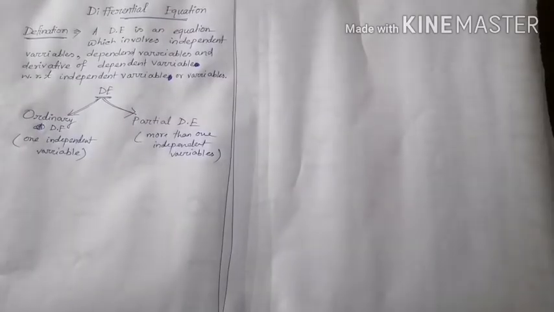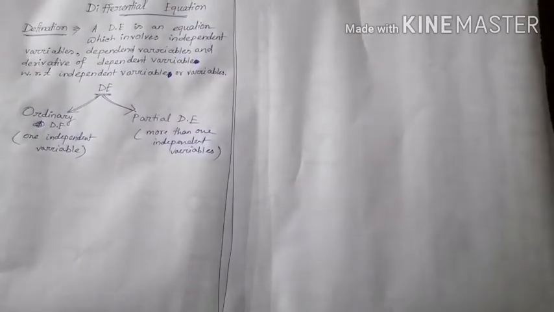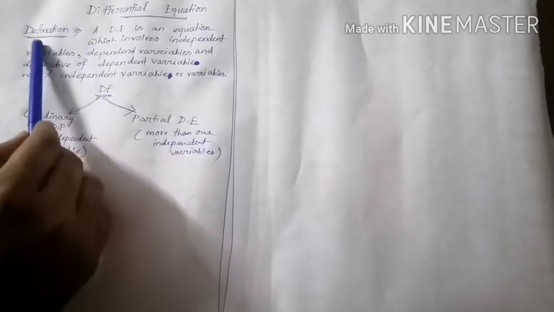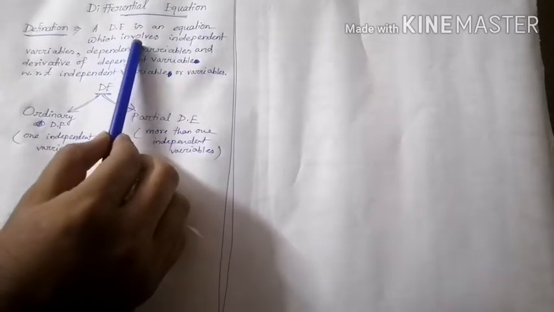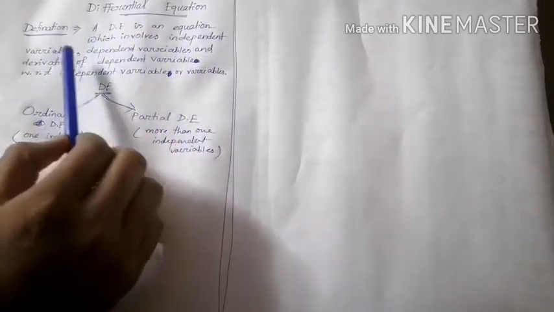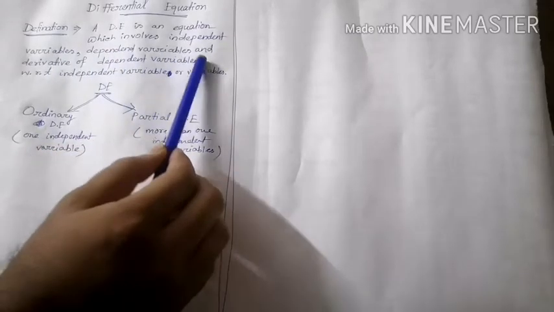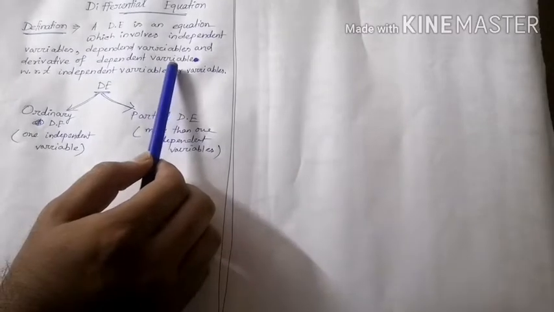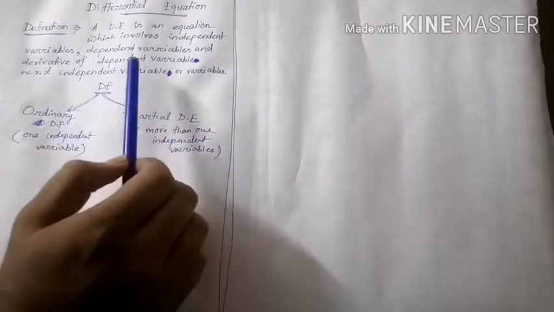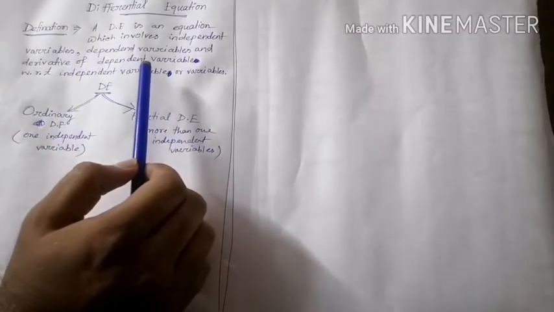So today our new topic is differential equation. First of all, we know the definition of differential equation. The definition is: a differential equation is an equation which involves independent variables, dependent variables and derivatives of dependent variables with respect to independent variable or variables.